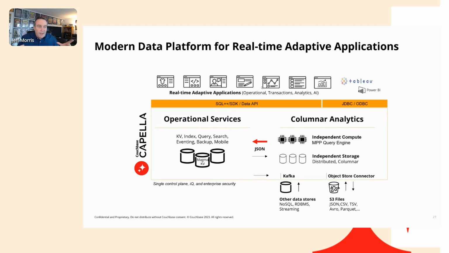And it's operated by the same Capella control panel, and it supports development, analytic development using either Tableau or Power BI. It's got JDBC and ODBC drivers associated with it. And this is what's going to allow you to build your real-time adaptive applications here. And these adaptive applications, they're going to end up being operational, transactional, analytical, AI-enabled. All of these are what we expect the next generation of applications to become.